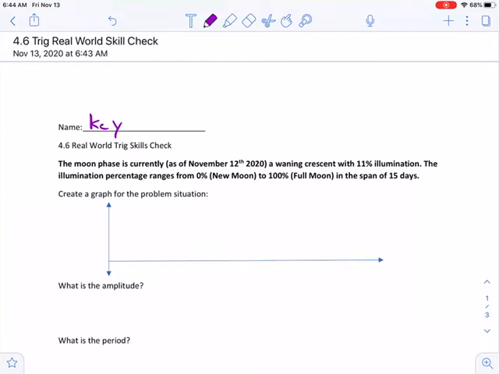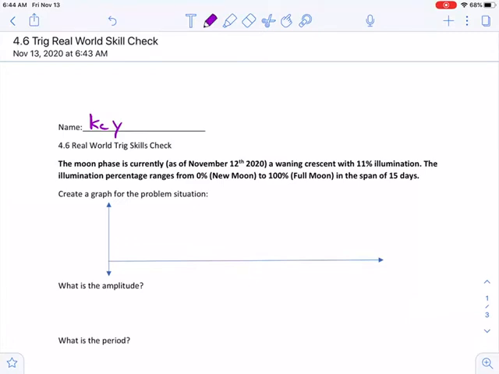So the first thing I'm going to do is read through my problem situation and then try to get a graph going or a rough sketch, which I think people are de-emphasizing. They're not thinking it's as important as it is, when in reality it helps frame the rest of the question. So the moon phase is currently, as of yesterday, a waning crescent with 11% illumination. The illumination percentage ranges from 0% to 100% in the span of 15 days. Create a graph for the problem situation.